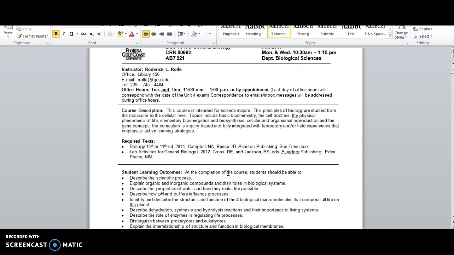Course description, I want you to read through that. It talks about what the course is about. The principles of biology are studied from the molecular to the cellular level. In this course, I will talk about the physical phenomena of life, elementary bioenergetics, and biosynthesis, cellular and organismal reproduction, and the gene concept. We will also have labs. During these labs, you will work in a group of three, and you will turn in an assignment together.